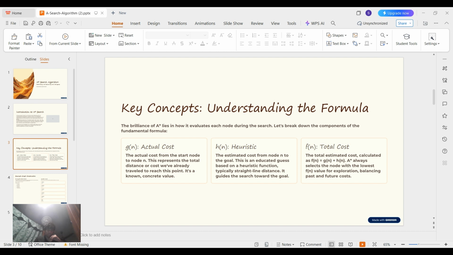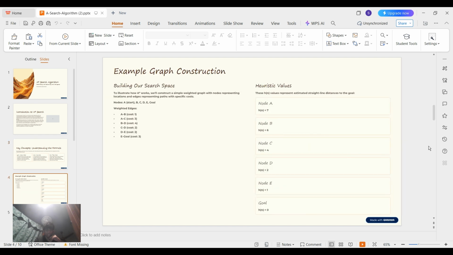Our next slide is key concepts and understanding the formula. The formula f(n) = g(n) + h(n) is the heart of A-star. g(n) is the actual cost from the start node to the current node. It's what we already know. h(n) is a heuristic, a smart guess of the cost to reach the goal. f(n) combines both to estimate the total cost of the path. A-star always chooses the node with the lowest f(n) value, ensuring that each step moves us closer to the goal efficiently.